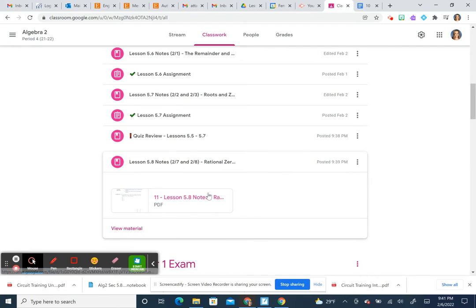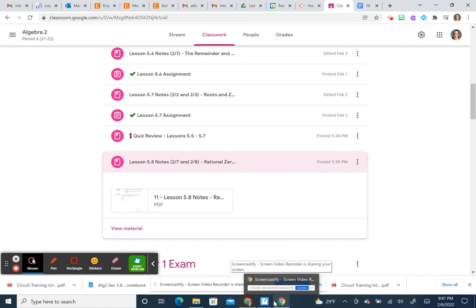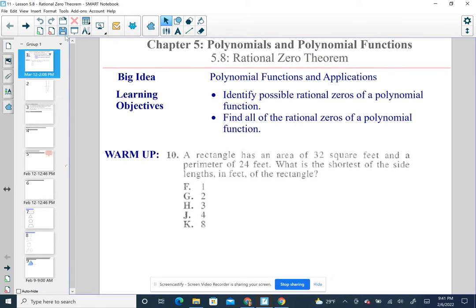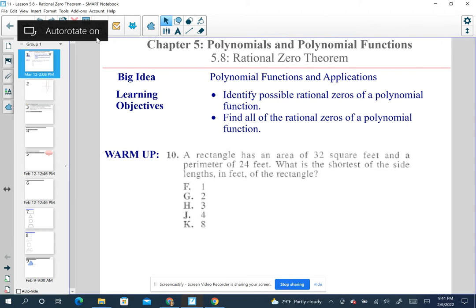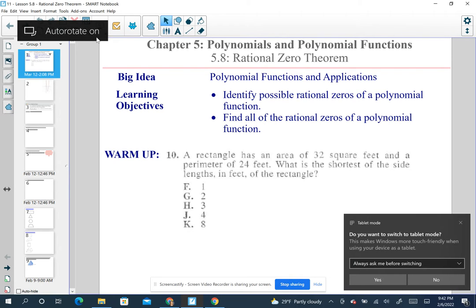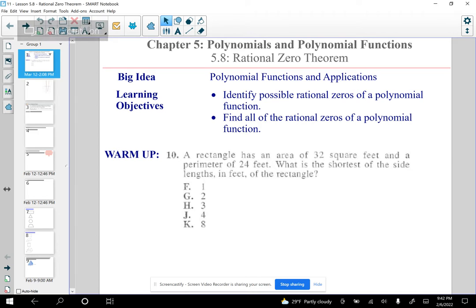Okay, we are going to start the 5-8 notes right now. I'm probably going to try to keep this short because I would prefer to teach this in person, but we need to at least start it here because I've missed a lot of days. So let me switch over to my tablet mode quick. Okay.